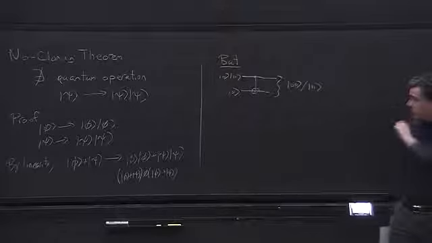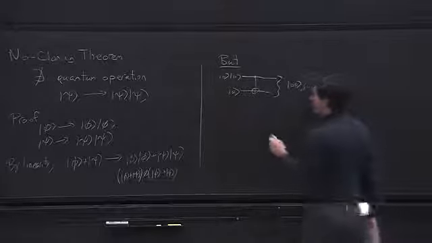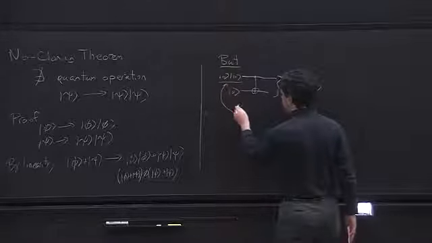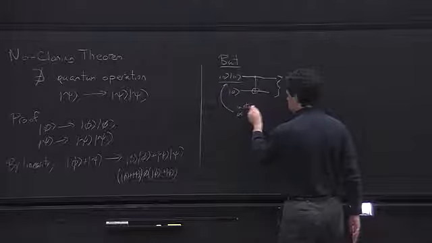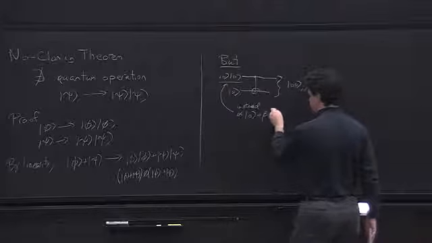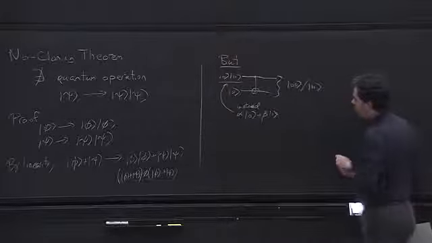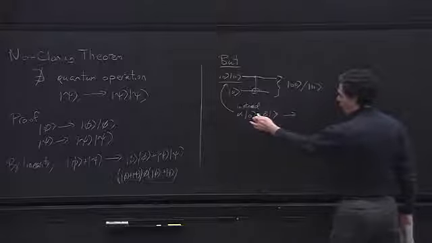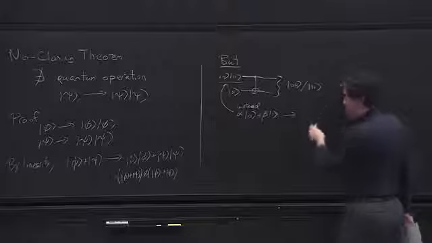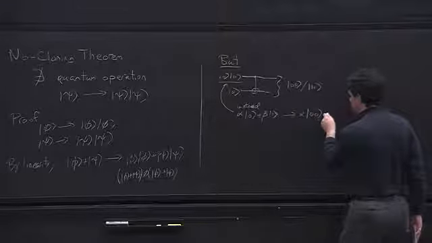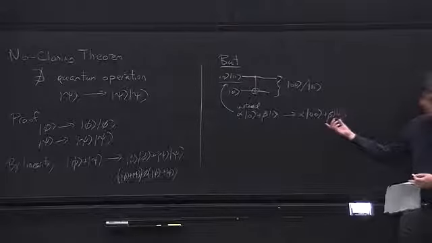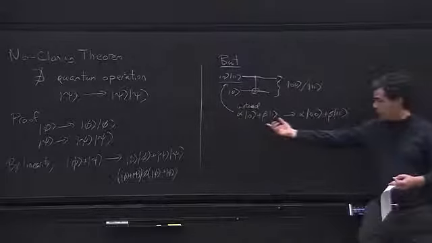But it only copies these basis states. Let's see what happens if we put in something that's not a basis state. So if we put in, instead, alpha 0 plus beta 1, okay, what do we get in the output? Well, the 0 term becomes 0, 0. The 1 term becomes 1, 1. So we get alpha 0, 0 plus beta 1, 1, which is an entangled state. It's not the tensor product of two copies of this thing.